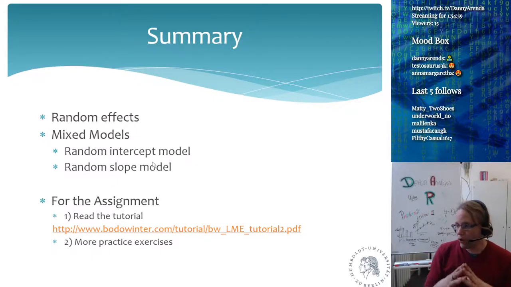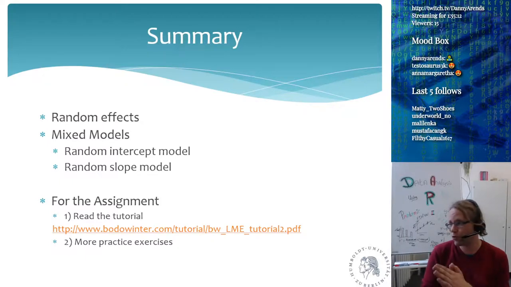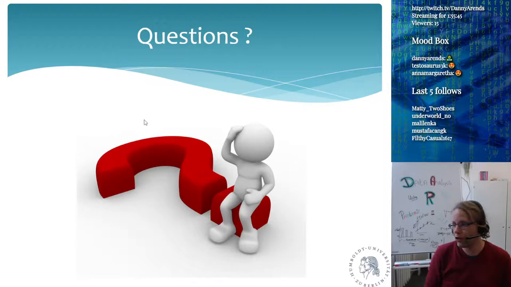All right, so if you want to learn much more about random slopes and random intercept models, then read the tutorial. The tutorial is part of the exam, so you will have to read it, otherwise you will fail at least one or two exam questions. But today I told you about random effects, which are more or less repeated measurements. I told you about mixed models, so what is a random intercept model and what is a random slope model. For the assignment, I want you to read the tutorial and, of course, practice, practice, because the only way that you will be a good programmer is if you spend the time on answering programming questions. All right. So, any questions so far?